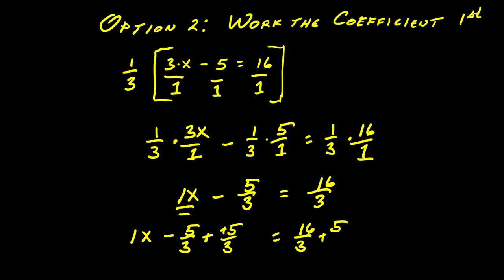plus 5 over 3. I'll do this arithmetic right now. 16 plus 5. Remember to add fractions, you have to have a common denominator. Our common denominator here is 3, so we're okay with that. And once we have a common denominator, we just add the numerators. That'd be 16 plus 5 is 21. And then this 21 divided by 3 equals 7.